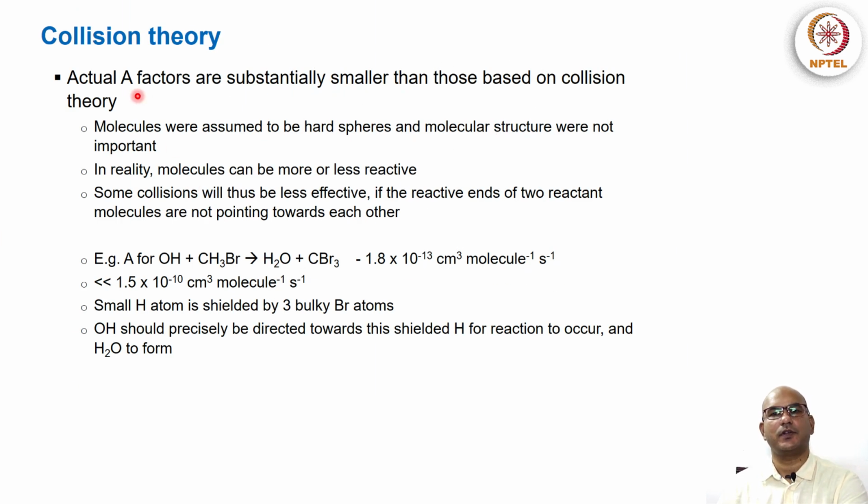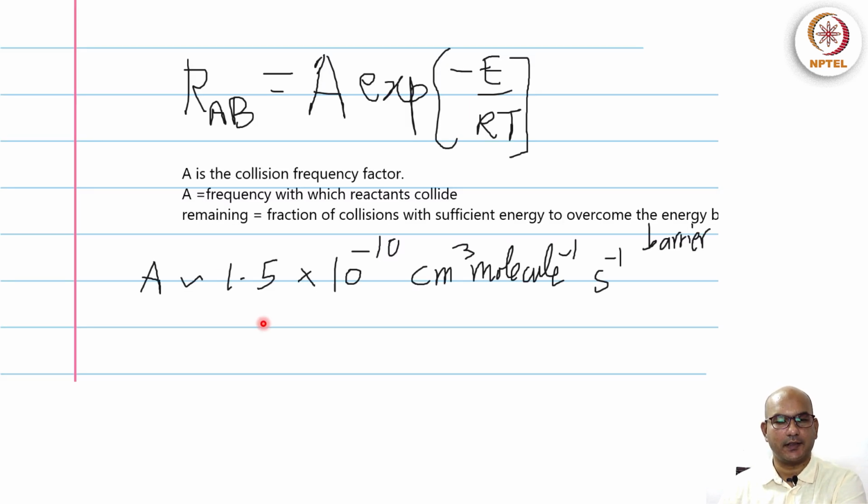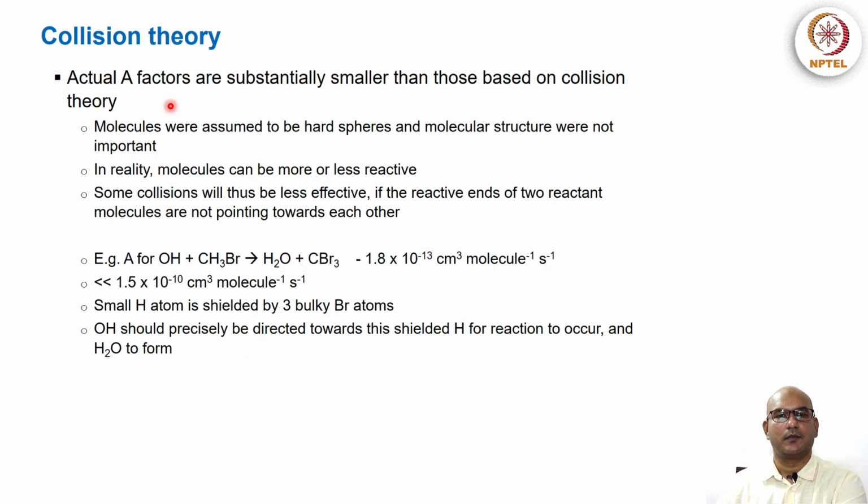So, actual A factors. Here we had the theoretical order of magnitude of A, which is theoretical. So we will leave it at that first. This is our theoretical, but the actual A values are substantially smaller than those based on the collision theory, which we just highlighted earlier.